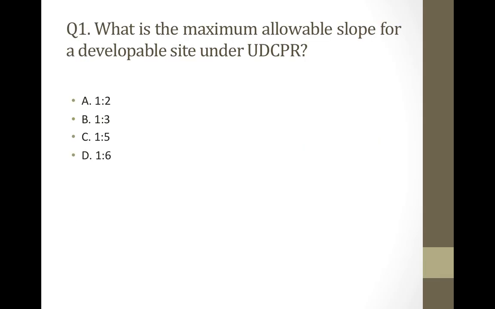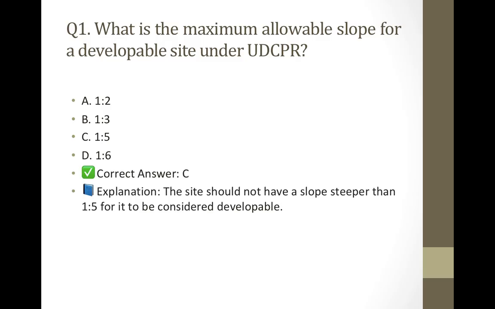So question 1, what is the maximum allowable slope for a developable site under UDCPR? Option A is 1 is to 2, option B 1 is to 3, option C 1 is to 5 and option D 1 is to 6. So correct answer is option C, that is 1 is to 5. The site should not have a slope steeper than 1 is to 5 to be considered developable.